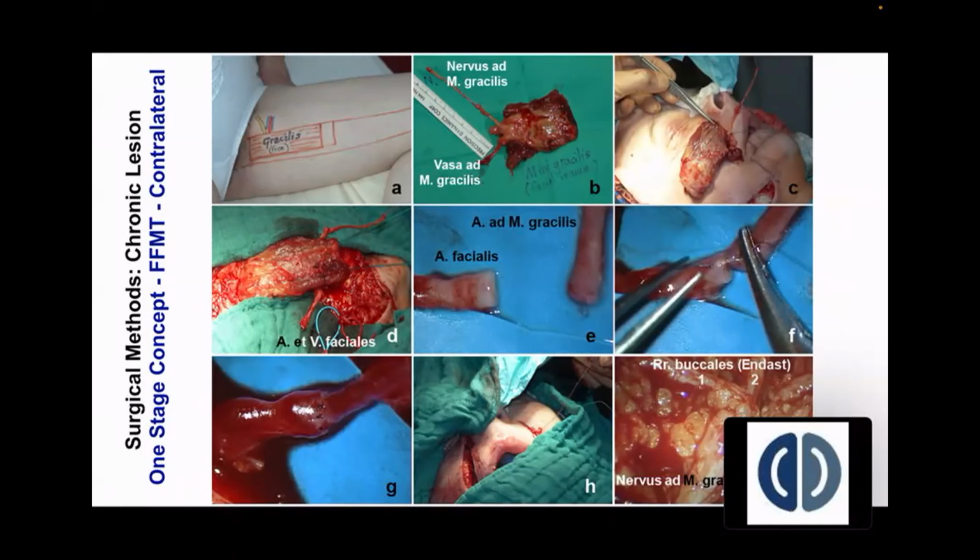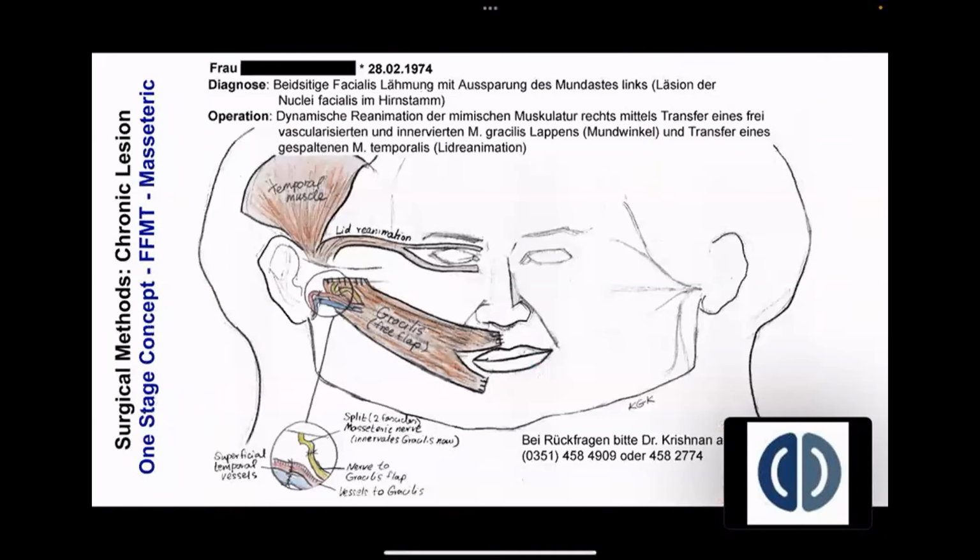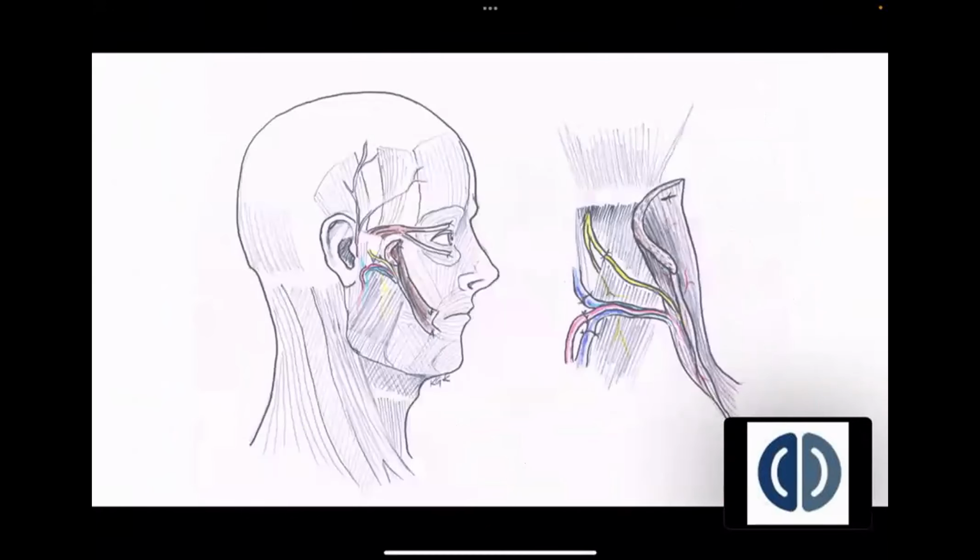And in figure D, you see the facial vessels have been exposed, and there is a microvascular anastomosis between the vessels to the gracilis and the donor vessels, and you do the nerve coaptation or nerve transfer between the end branches of the buccal branches of the contralateral facial nerve and the nerve innervating the split gracilis muscle. And the other option is to use the mesenteric nerve as an axon donor, as in this case. And here is a better illustration of it.